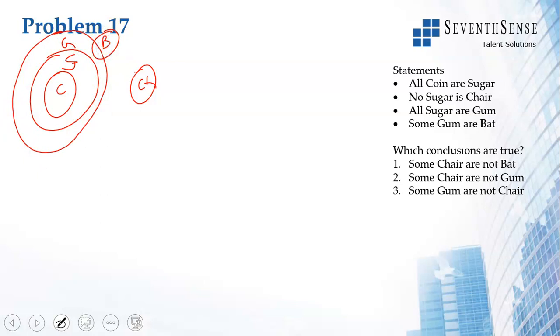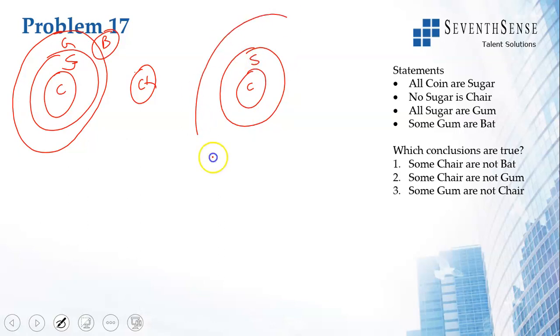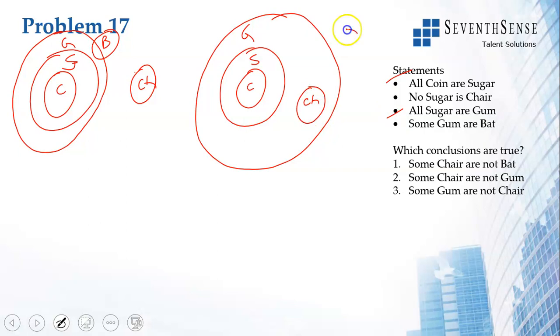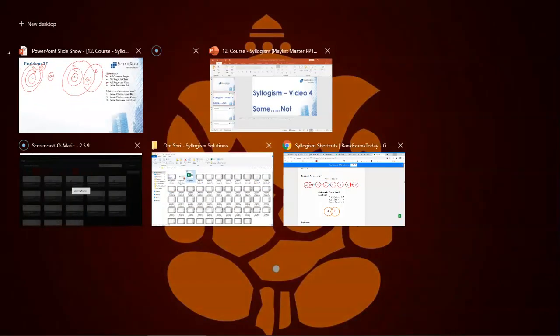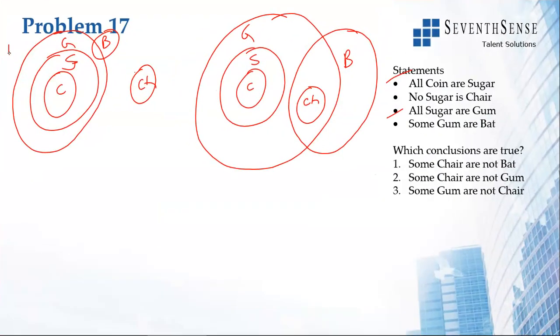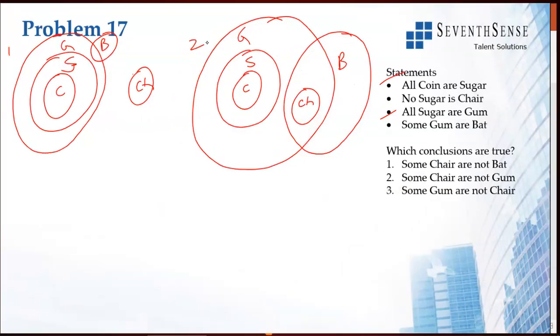The second way to draw it: all coins are sugars. All sugars are gums. No sugar is a chair. And some gums are bats. Any other ways in which you can draw? This is diagram 1. Diagram 2.